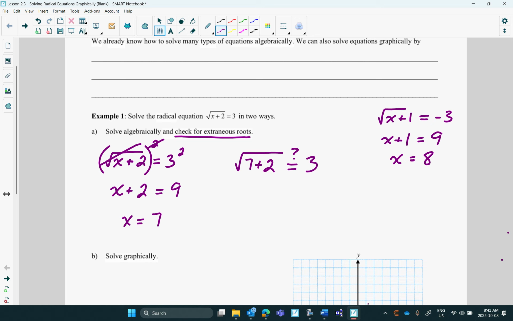So 7 + 2 is 9, square root is 3. Yep, that works. That means that's a good solution. Okay.